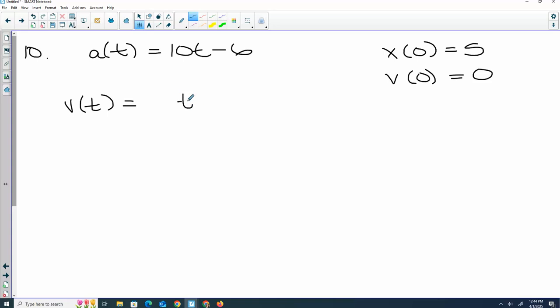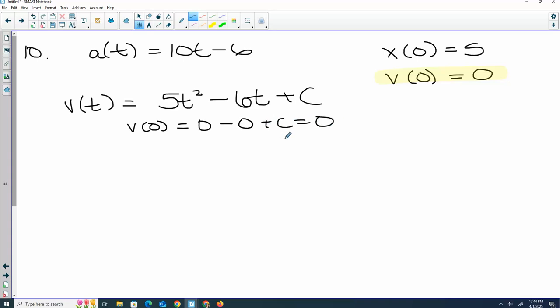So if you add 1 to the power it is t squared, so 10 times a half is 5. Antiderivative of 6 would be 6t, and we know we have to have a plus c. But I know the beginning velocity is 0. So if I plug in 0 for all of my t's, we get 0, so that constant is 0. That means my actual velocity function is just 5t squared minus 6t.